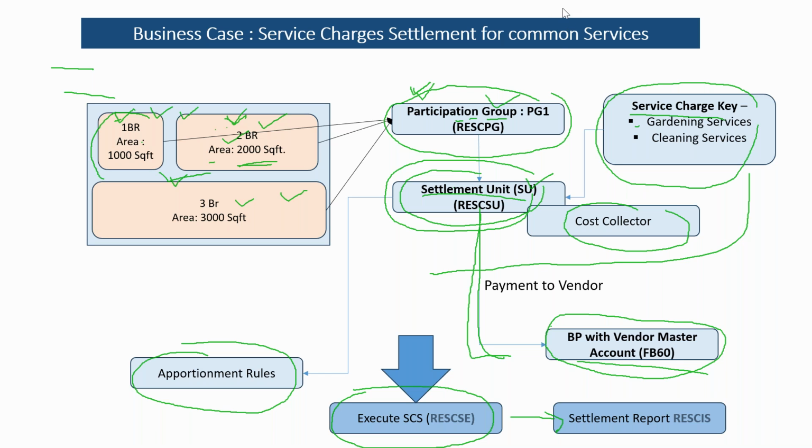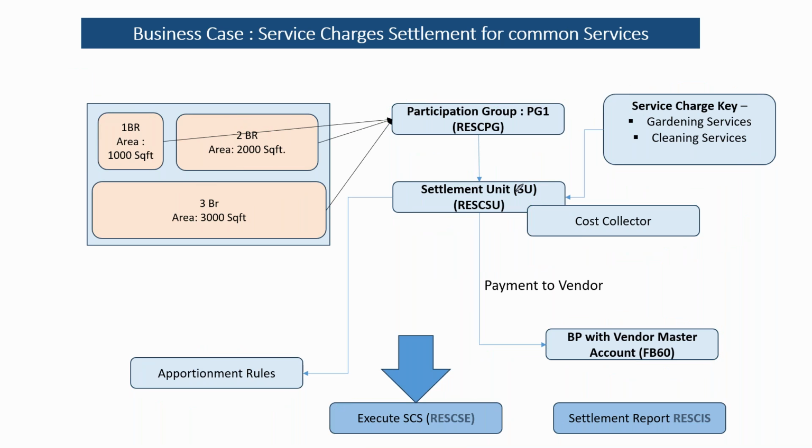So the business partner with vendor master account is there, and now payment goes to the vendor. That means, for example, people who are giving gardening services, we create them as a business partner, and based on the settlement, it automatically gets paid directly to them. Is that what you're saying? Yes.